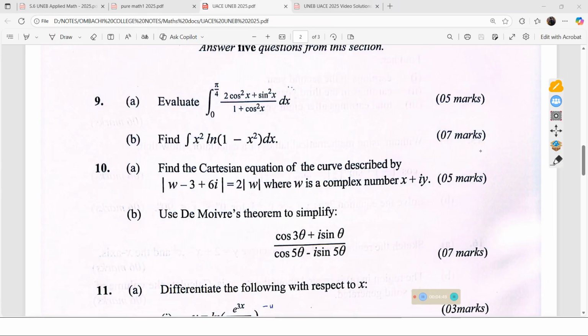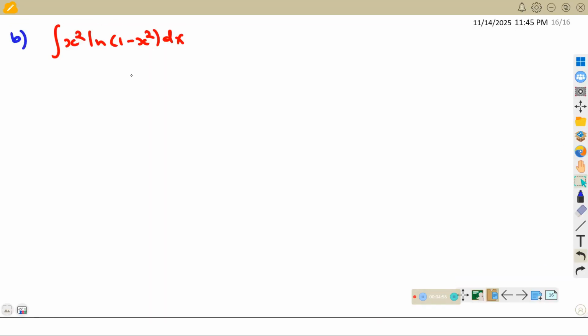Having looked at 9 part A, we shall look at 9 part B, which says find the integral of x squared ln of 1 minus x squared dx. So to look at the solution for this, we shall basically say that this indefinite integral will require us to use what we call the integration by parts.